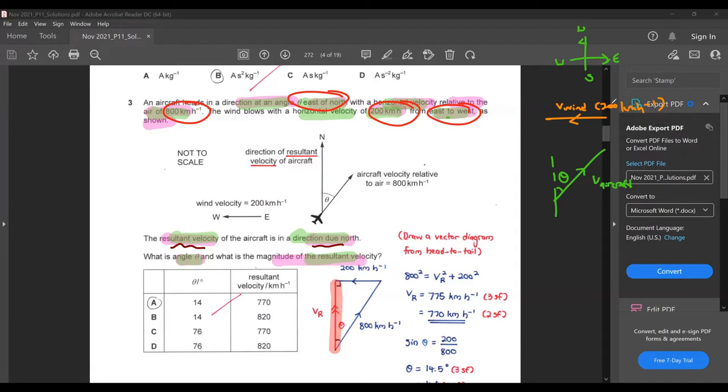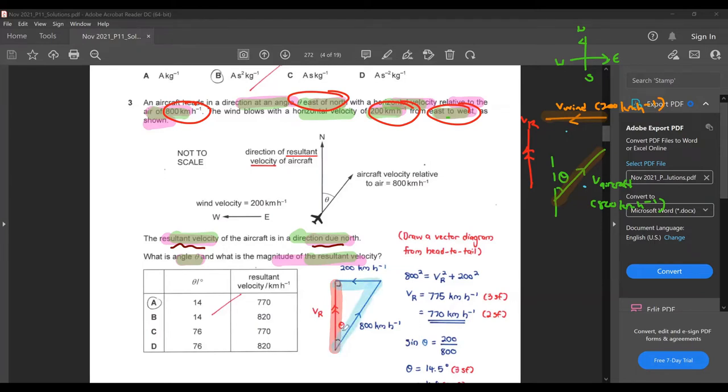And then this one is 800 kilometers per hour. So based on what the question described to you, these two velocities added up must give me a resultant that is going towards the north. Remember I told you that when you want to find out the resultant of any vectors, always draw the existing vectors from head to tail. So you draw these two vectors from head to tail, it will look like this.